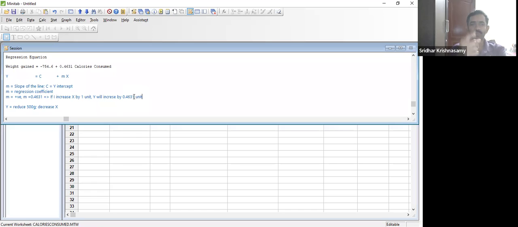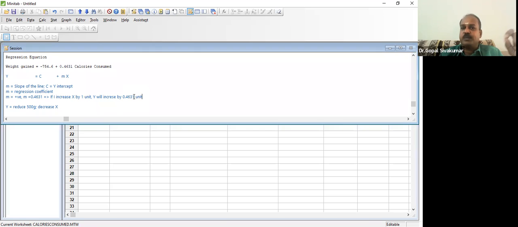Here, does 1 unit mean 1 kg or 1 gram? See, food consumption we measure in calories, so we are giving 1 as the same. And weight gain is measured in terms of grams. So 1 calorie can impact 0.46 gram, approximately 0.5 gram. So you want to reduce 500 grams. Now tell me how many calories you should consume. Approximately, isn't it 1,000 calories? Yes, because the relationship is telling like that.